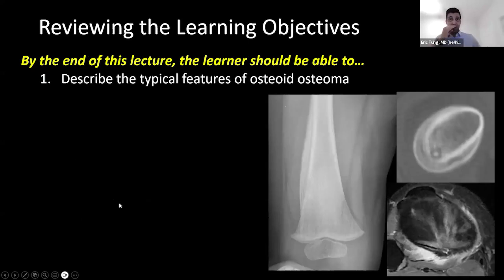So that's it for the lecture today. I just wanted to review the learning objectives to make sure that we were all on the same page and we learned what we wanted to. And so we want to describe some of the typical features of an osteoid osteoma. I'd appreciate if people wouldn't mind typing in the chat just what are some of the typical features that come to mind that we talked about.